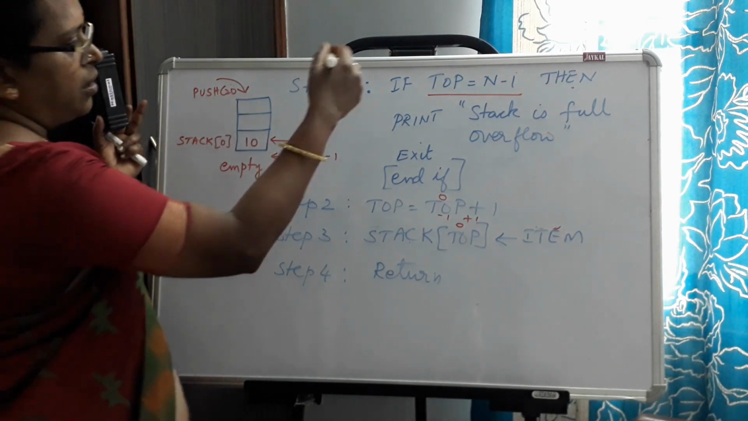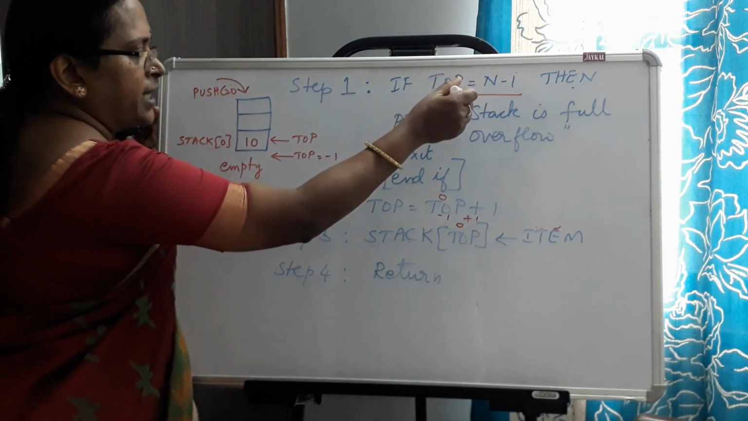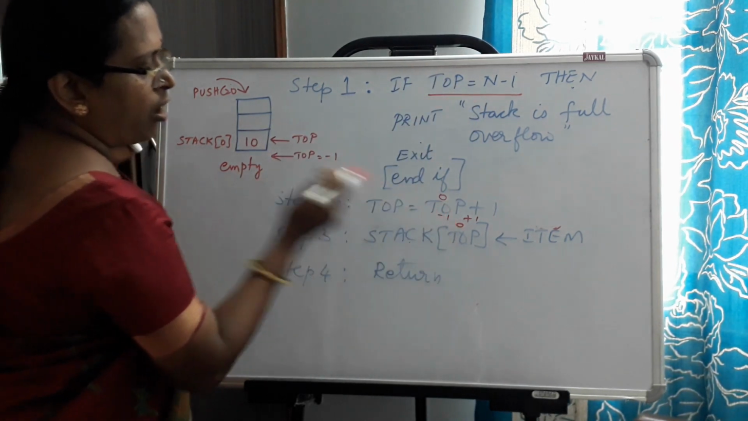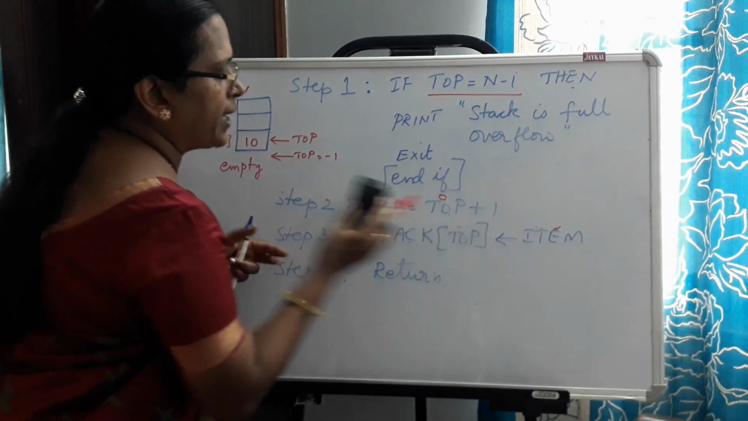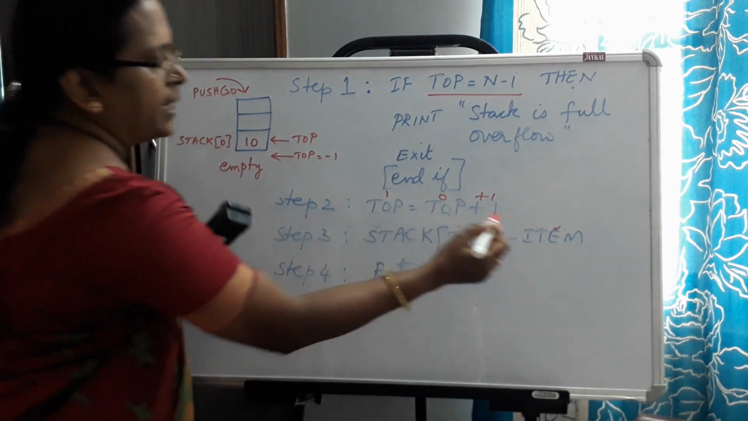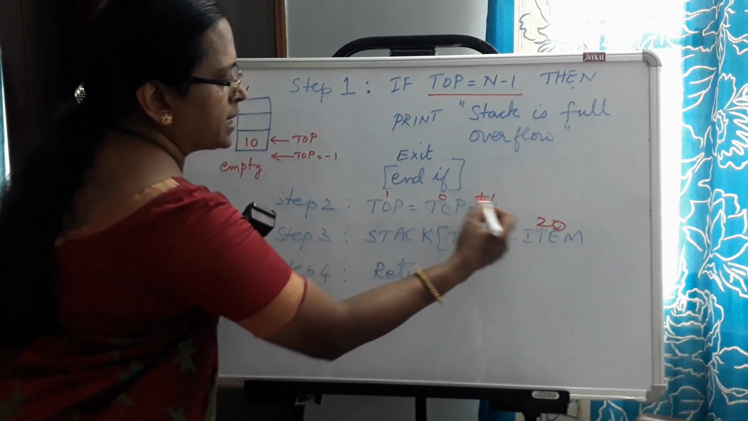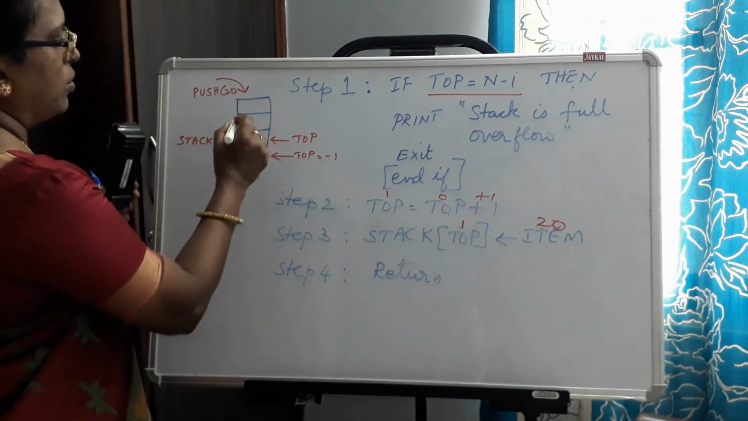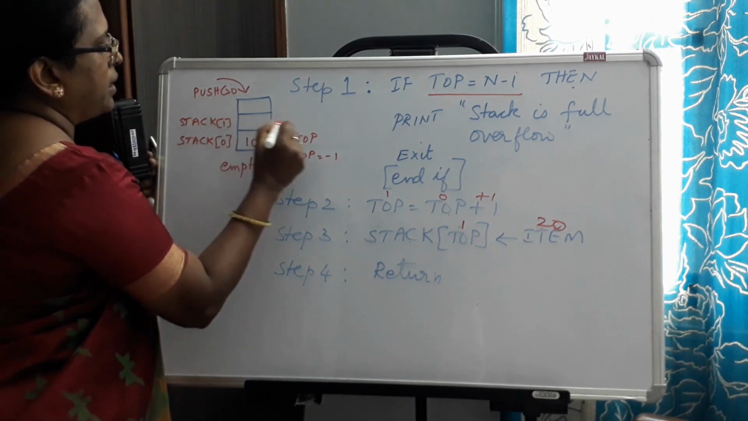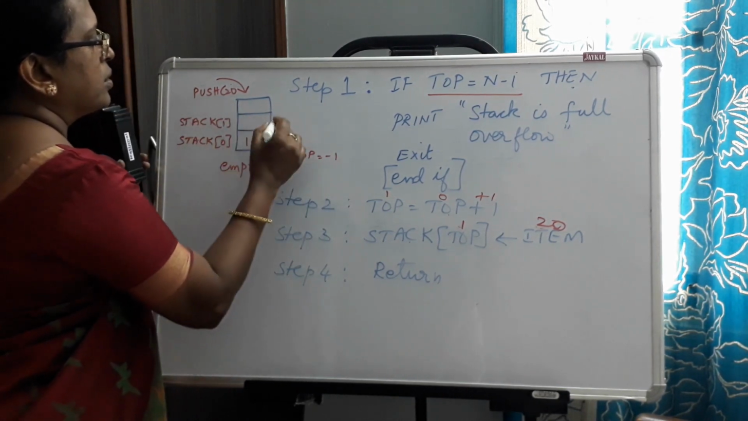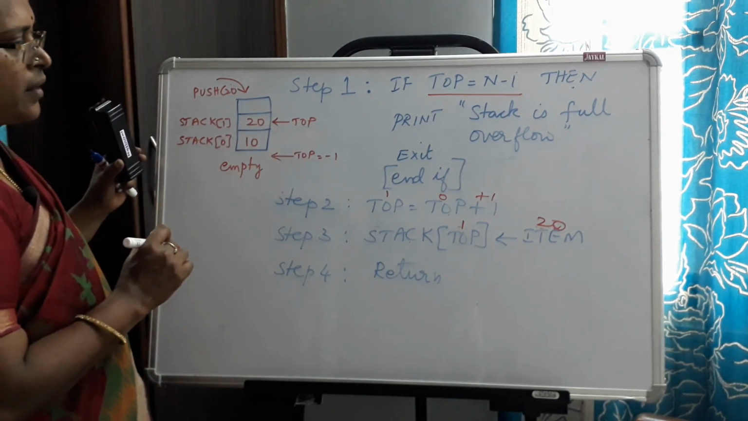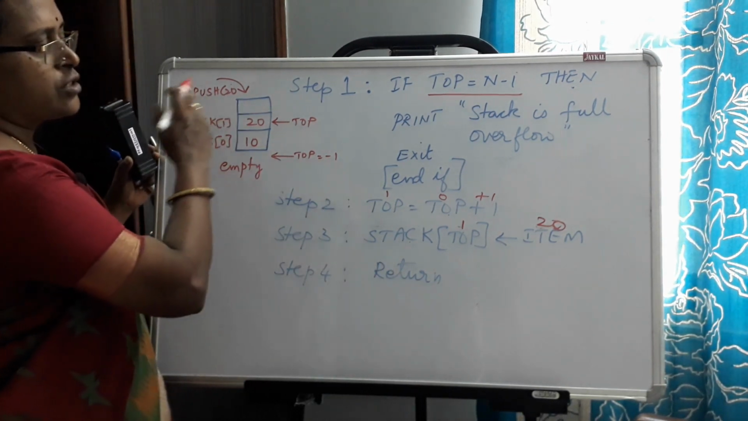So before pushing, we should check again for the overflow condition. It is not true in our case because it is not full. So the top pointer is increased by 1 again. 0 plus 1 is 1, so top will be 1 now. And the item is 20. 20 is inserted into stack of 1. This is the place where we insert the second element, and the top pointer changes to the next location. So 20 will be in the second location. Again the procedure returns to the main function.